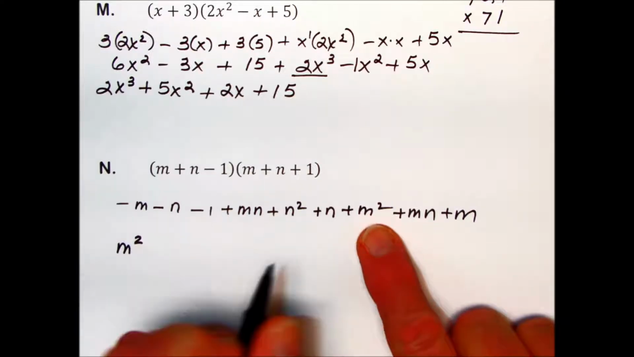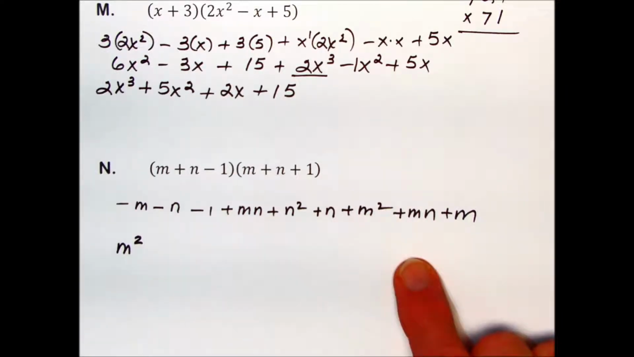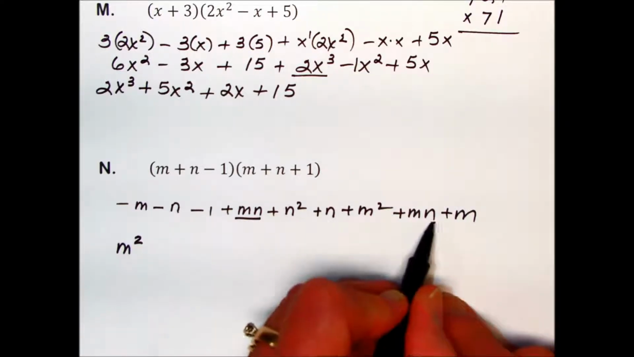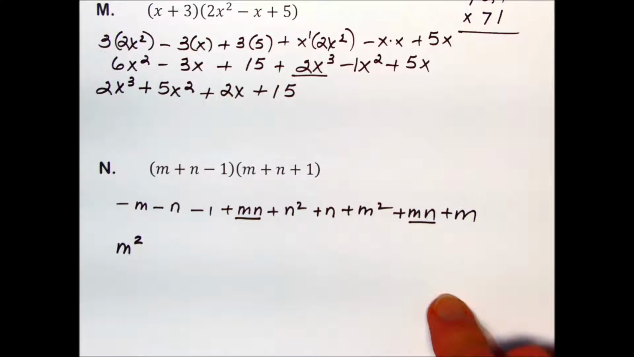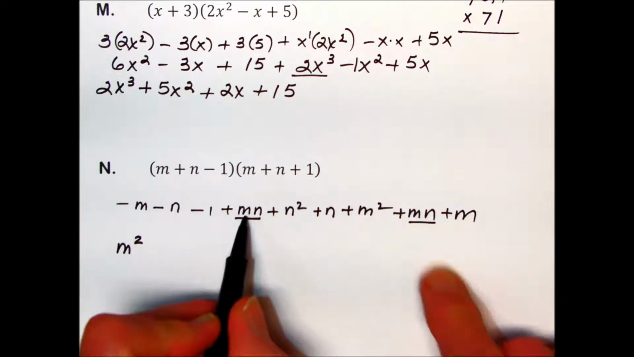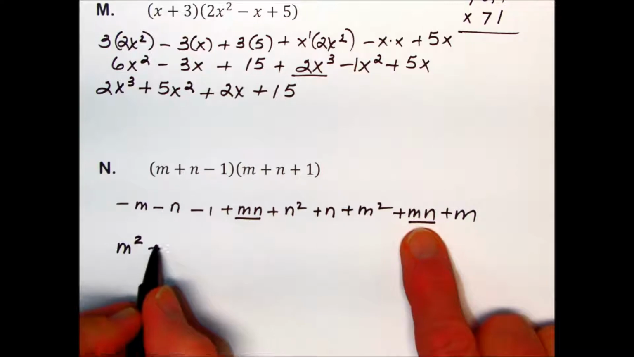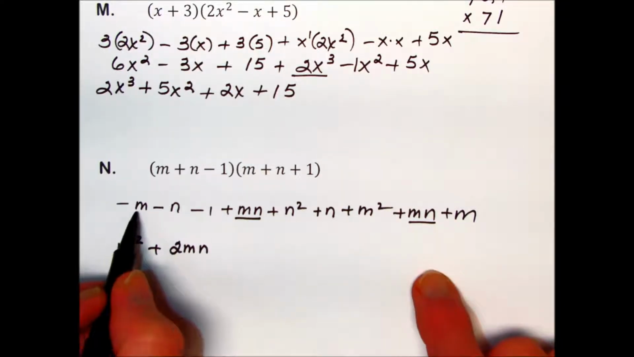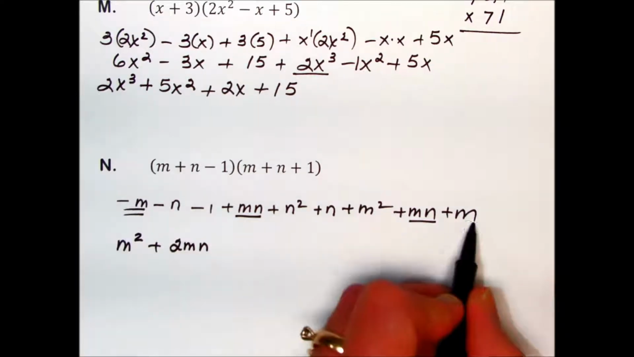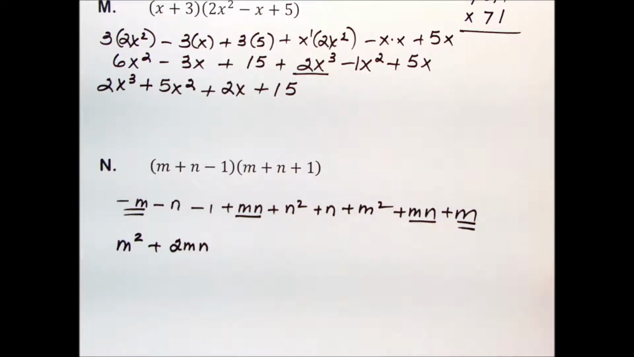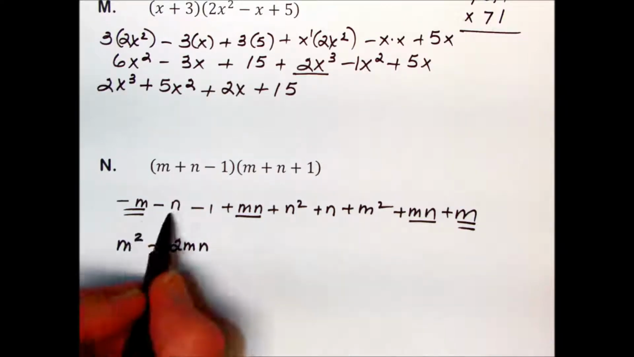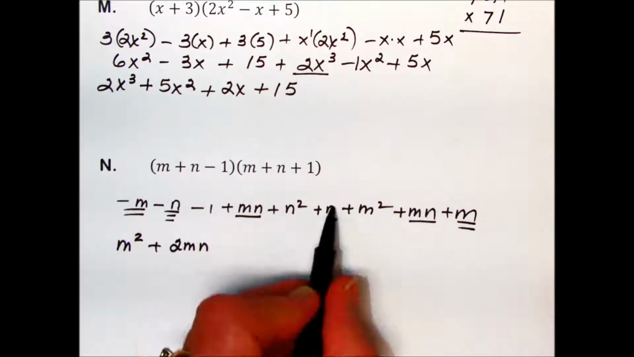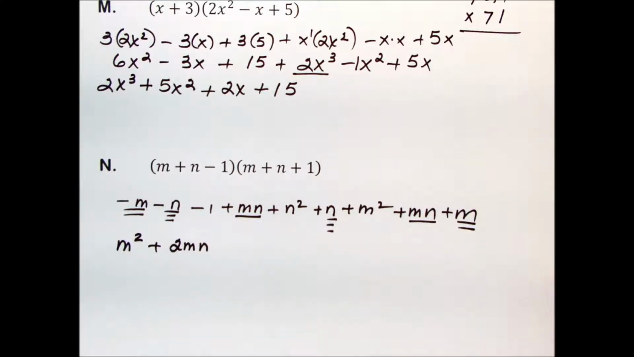So I'm going with m squared first. That term is off the plate. The next term that's similar, that has m and n, and really the order isn't that important here. I have a positive 1 mn and another positive 1 mn, which makes 2 of them. M's by themselves, I have a minus m here and a positive m there, which they cancel out. If I put my n terms together, I have a minus n plus n. Those cancel one another out.